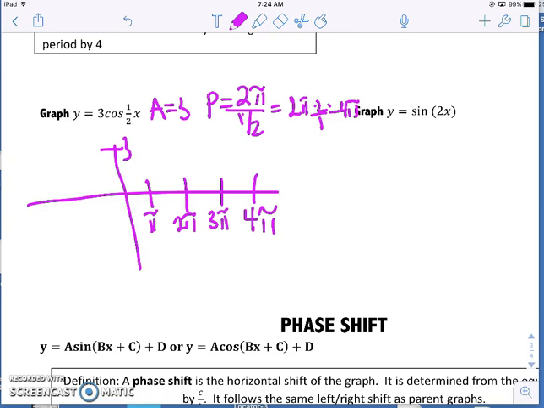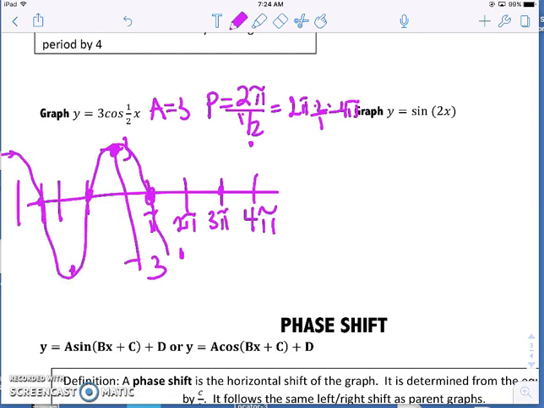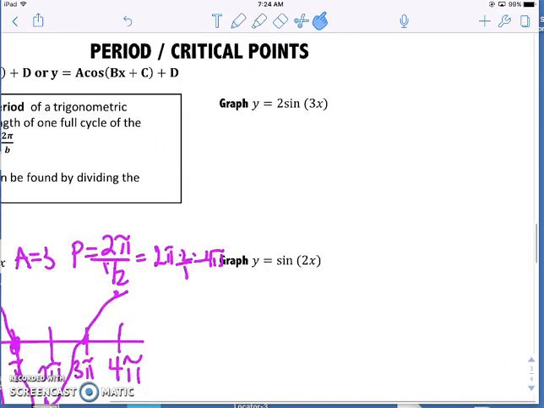Our amplitude is 3. It's a cosine, so cosine starts high, middle, low, middle, high. So we have that one there.